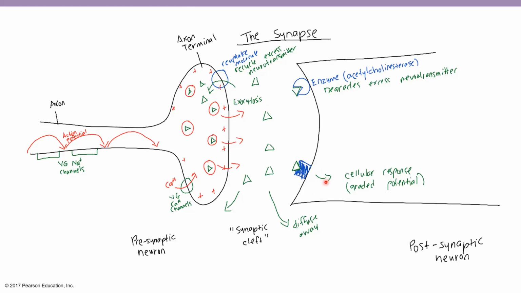Now, after that binding takes place and we have the cellular response, we need to clear the junction of this excess neurotransmitter. So we mentioned three different mechanisms to do that. We have the acetylcholinesterase enzyme, which can degrade the extra neurotransmitter. We have the reuptake molecule, which can recycle that extra neurotransmitter and repackage it into new vesicles. And we have the neurotransmitter simply diffusing away from the junction. So that would be the third option for clearing the synaptic cleft.